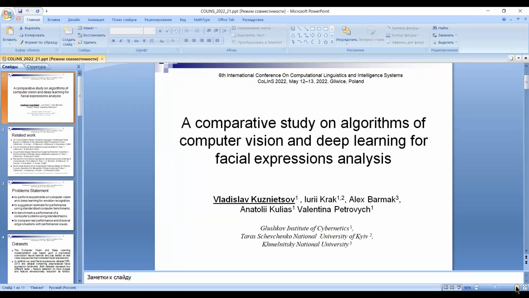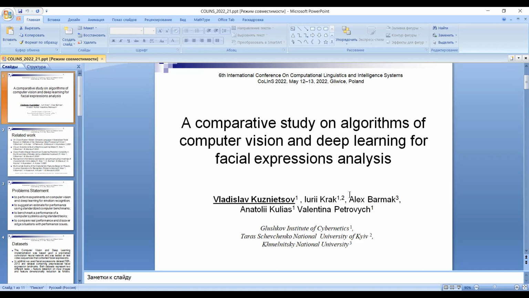First of all, this is a work dedicated to the study of algorithms of computer vision and deep learning for facial expression analysis and related deep learning tasks. This work was held as a collaboration with our colleagues from Taras Shevchenko National University of Kyiv and Khmelnytsky National University, and the main authors presented are from the Glushkov Institute of Cybernetics.